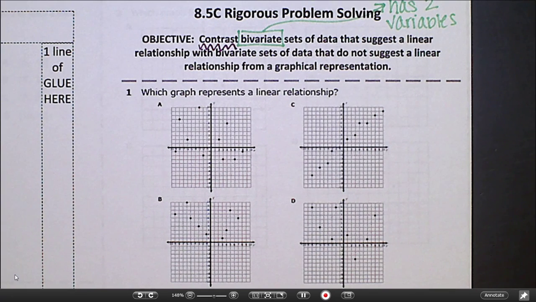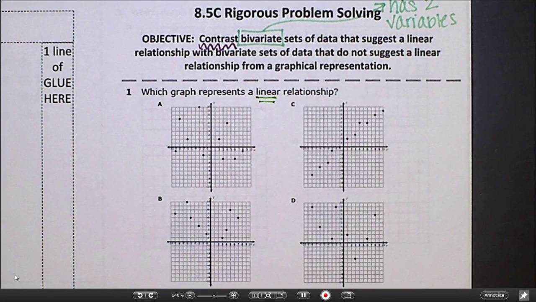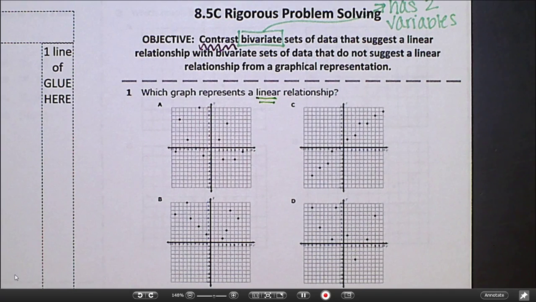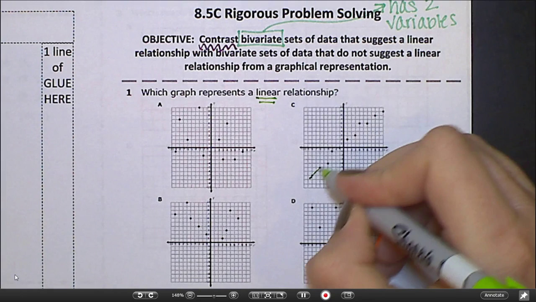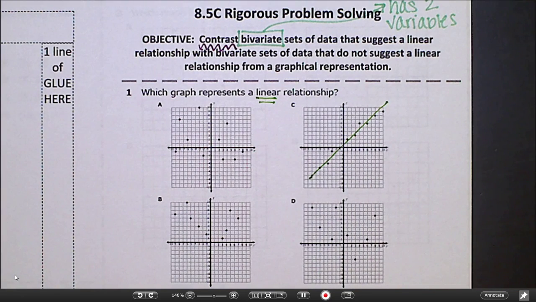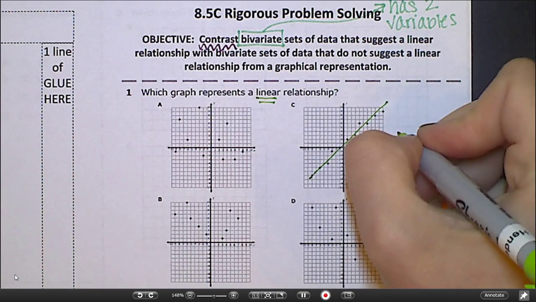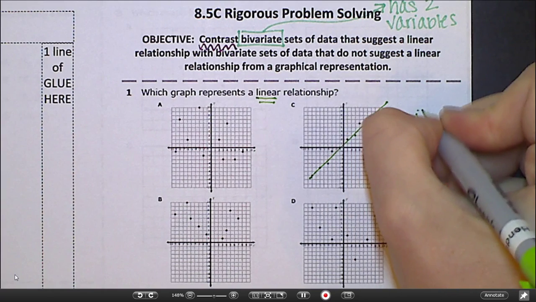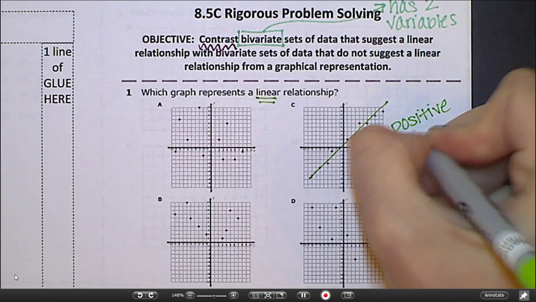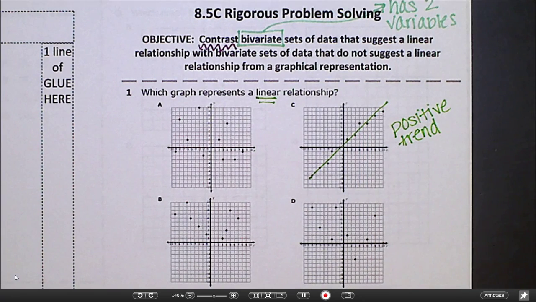So let's look at number one together. Which graph represents a linear relationship? And so I'm going to look here and see which one I can actually sketch a line through. And the only one I can sketch a line through is this one. And I would go even further to say that this is a positive trend. On that last assignment, we were also deciding which ones were positive and negative, even within the linear relationship. So this one has a positive trend.